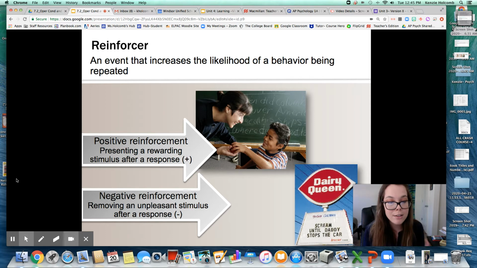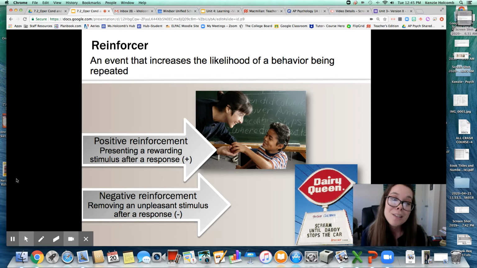So think of positive reinforcement as adding something in, like a math problem. Positive, add something in. Negative reinforcement removes a stimulus after the response to increase the behavior. So while positive reinforcement adds something, negative reinforcement, just like the minus in math, takes something away. But they both lead to desired behavior.